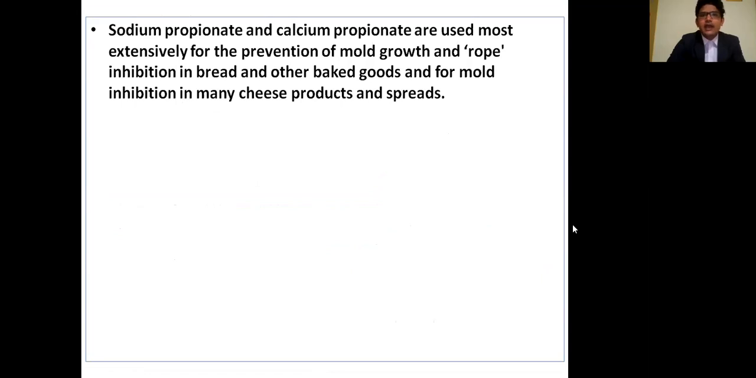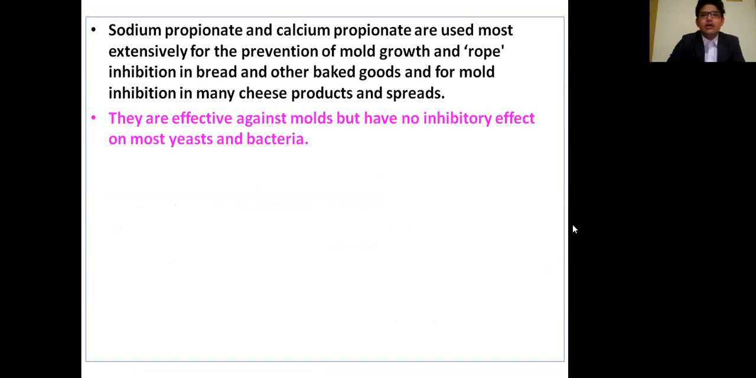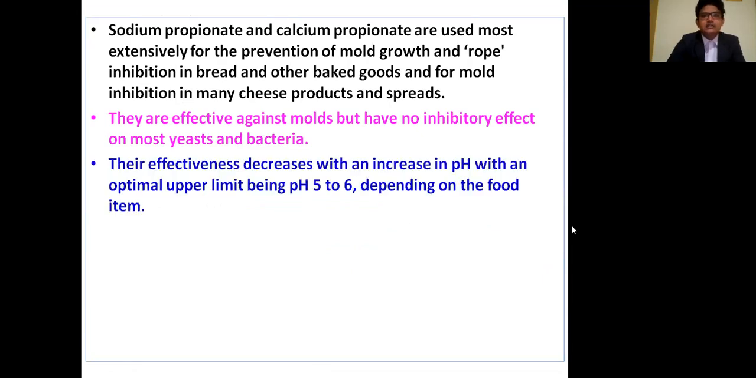Sodium propionate and calcium propionate are used most extensively for the prevention of mold growth and rope inhibition in bread and other baked goods, and for mold inhibition in many cheese products and spreads. They are effective against mold but have no inhibitory effect on most yeast and bacteria. Their effectiveness decreases with increase in pH, with an optimal upper limit being pH 5 to 6 depending on the food items.